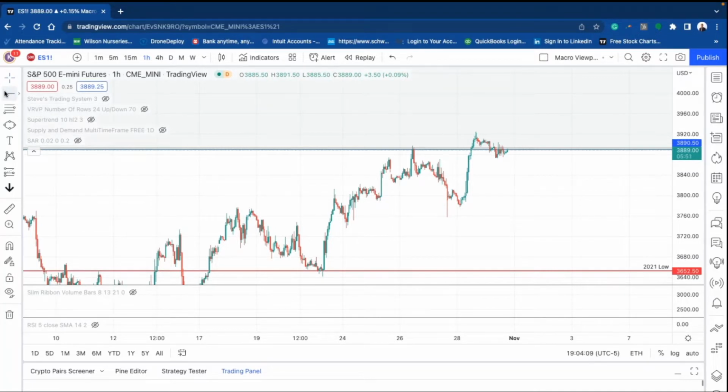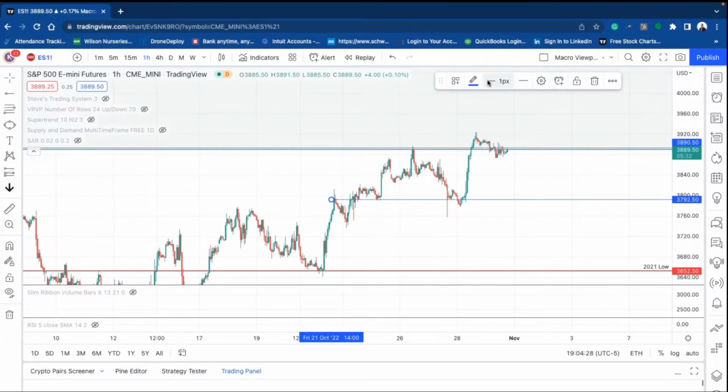So now that we're on the 1 hour, it seems like we've kind of established a range here. This SR area, this blue line is our range high. And I would consider this area right here to be our range low. So this blue line and this blue line is the current range, right? How do we go about figuring this out?